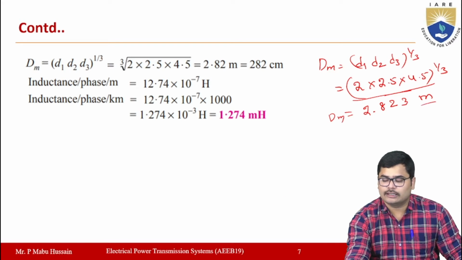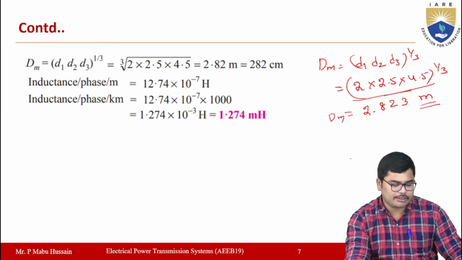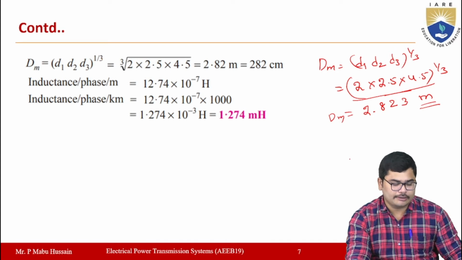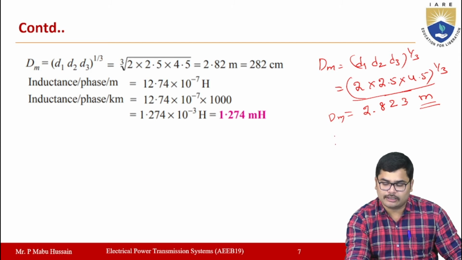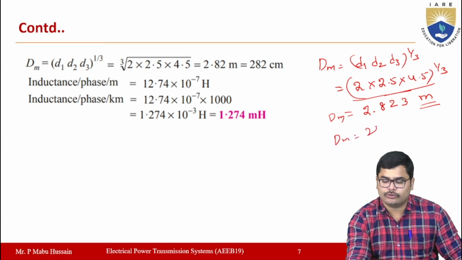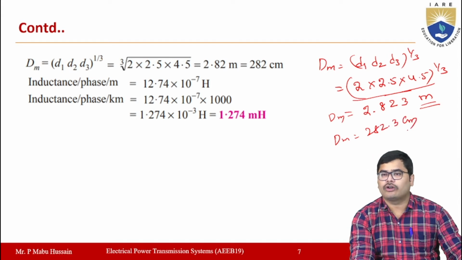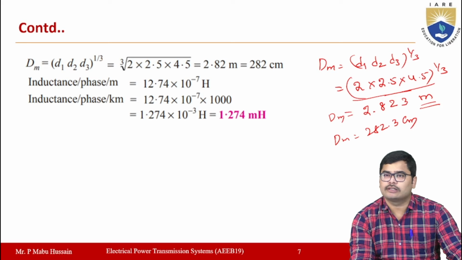So now this value in meters you have to convert into centimeters. For converting meters into centimeters, you have to multiply by 100. Okay. So if you multiply this value by 100, then you will get 282.3 centimeters. Right. Now you have got the value of dm as well as ds.